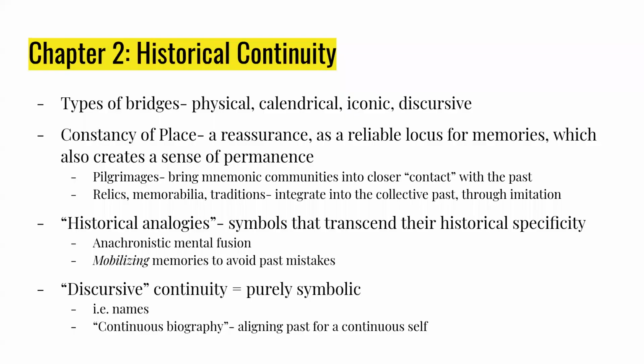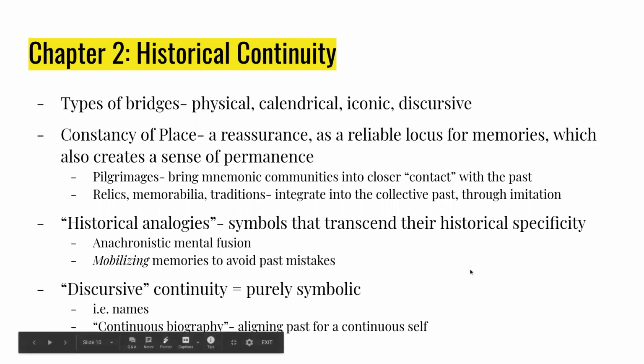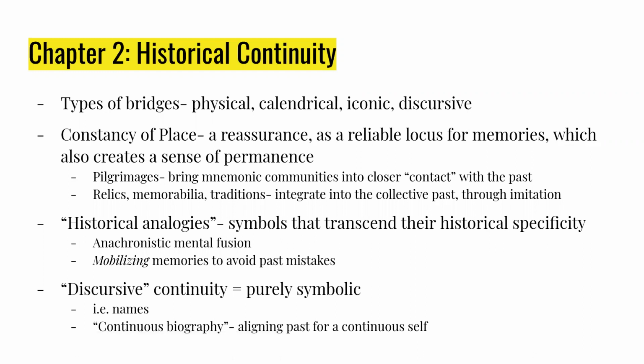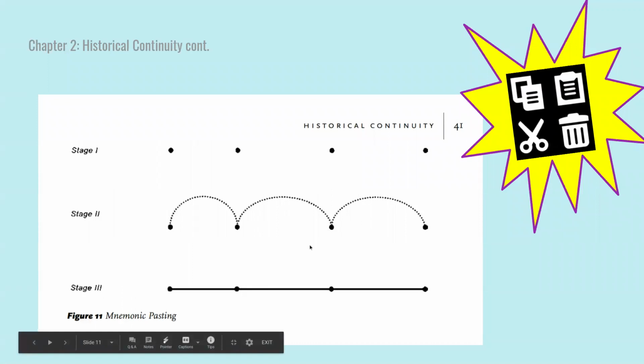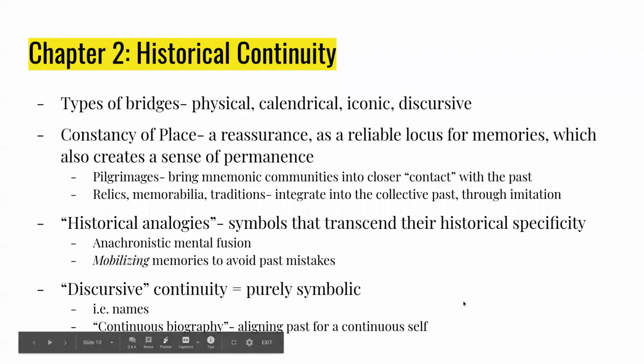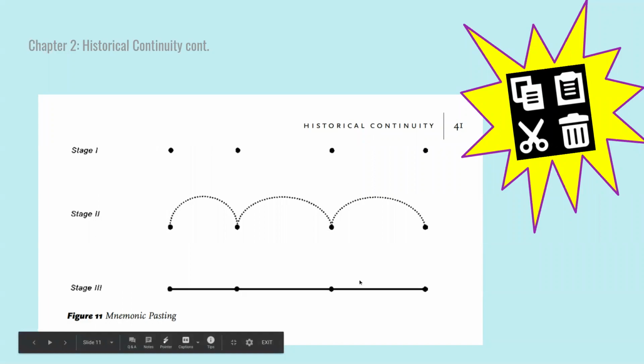Historical continuity is the idea that we have different types of bridging methods, physical, calendrical, iconic, and discursive, to tie together past events to the present through place, historical analogies, and discursive continuity, which is things such as symbols like names. Someone could name their child after their grandmother to create a sense of continuity of that family's essence, spirit, and improve or aid the memory of the ancestors. So that's mnemonic pasting, where we're using these different types of bridging methods to tie the past to the present.